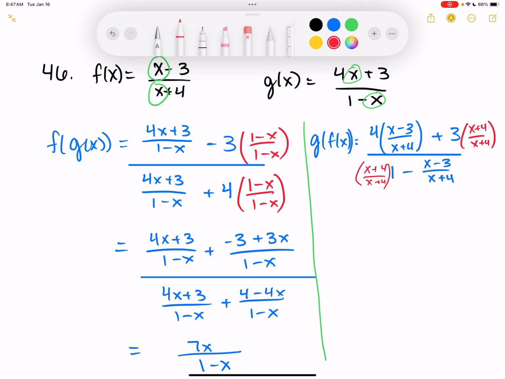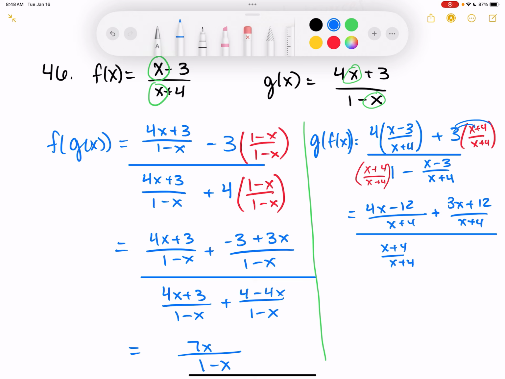So when I do this, I'm going to go ahead and multiply this 4 through just to save writing. So this part here is going to be 4x minus 12. So that 4 is getting distributed on the top. Bottom is x plus 4, plus, distribute here, 3x plus 12 over x plus 4, all over, same thing on the bottom. This is just going to become x plus 4 over x plus 4. I'm going to go ahead and multiply this negative sign through just so I don't forget about it. So plus negative x plus 3 over x plus 4.